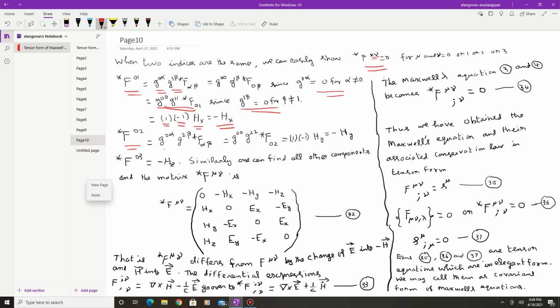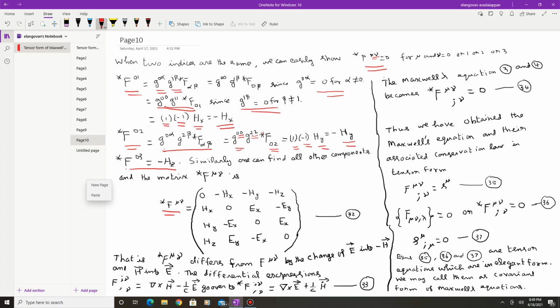In order to get the non-vanishing term, this must be the same indices, 2 2, and you can substitute from your matrix. So this is Hy, and G00 is 1, G22 is minus 1. So finally you get minus Hy. Similarly, this component star F03 can also be determined. So all the other components can be determined, and the contravariant tensor star F mu nu can be evaluated, which is 0, minus Hx, minus Hy, minus Hz.